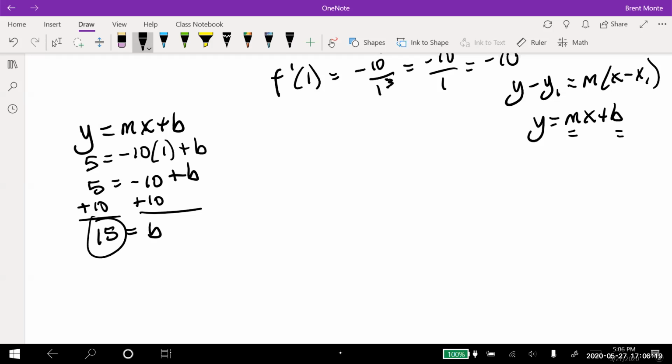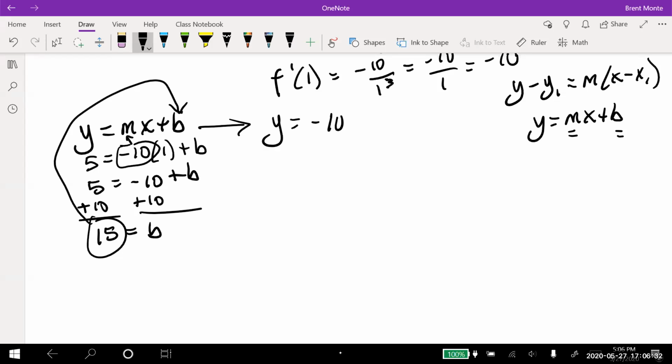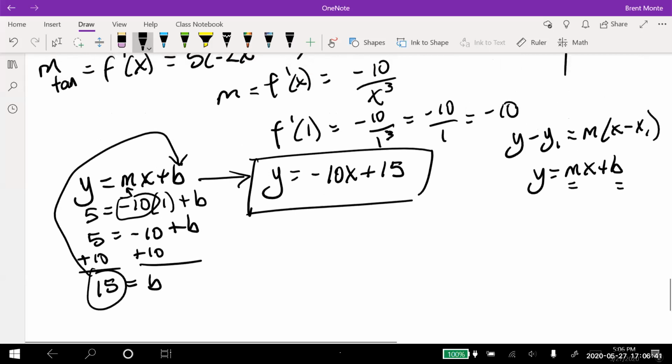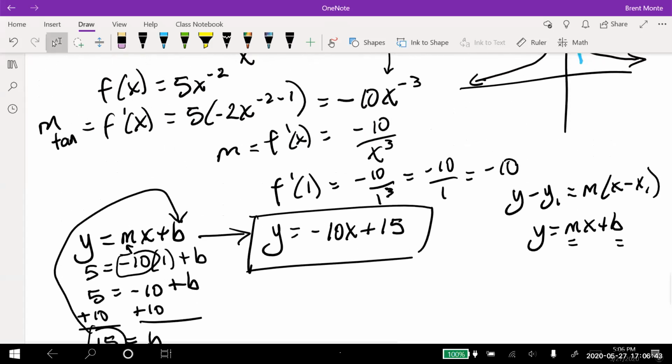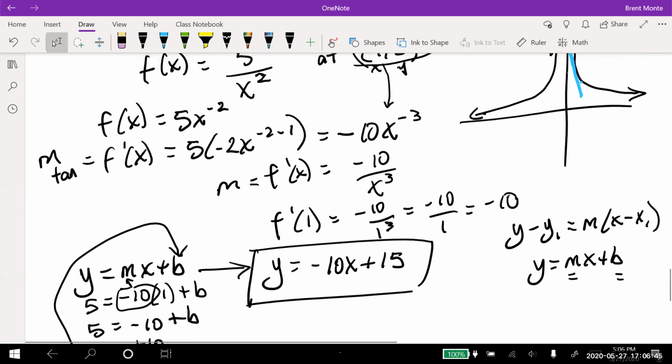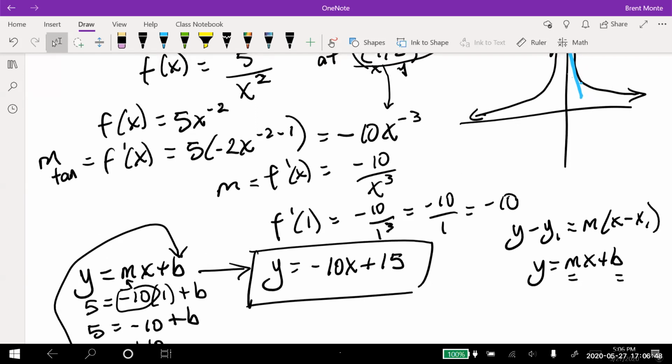I take that 15 and I plug it in there. I already knew the slope. That goes there. So my function is y equals negative 10x plus 15. Done. That's the equation of that tangent line. And so it goes pretty quickly.